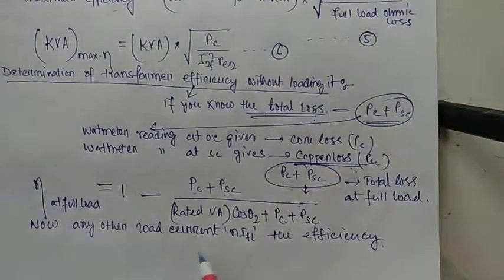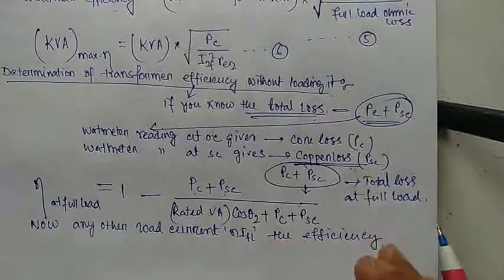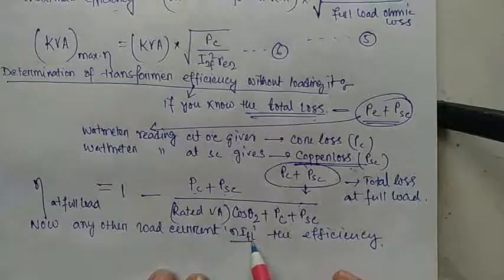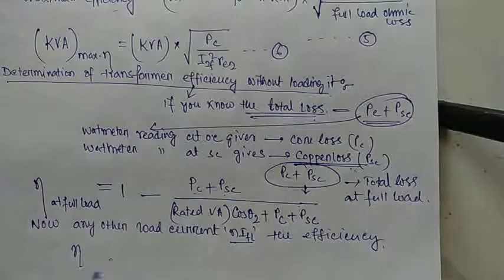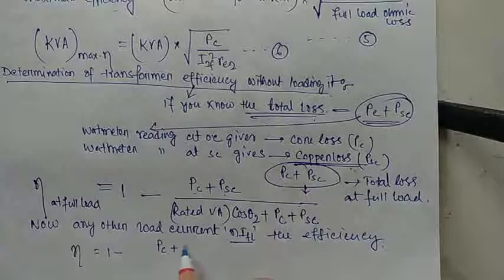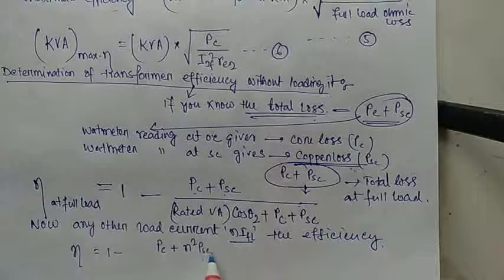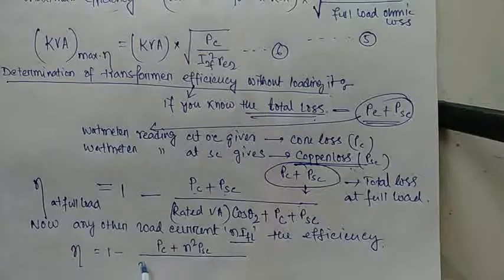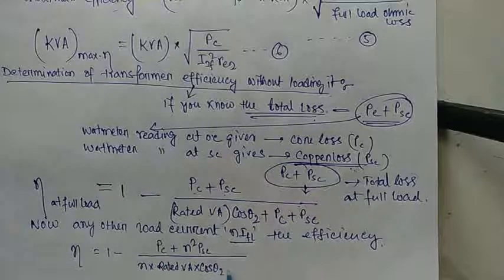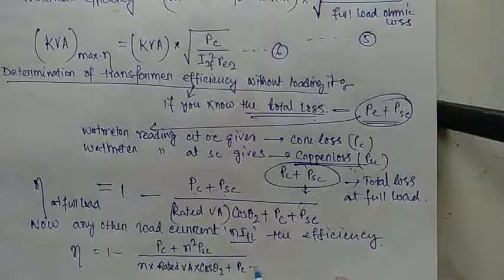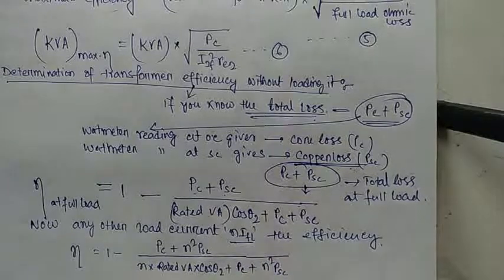Now the efficiency at any other load current, suppose N into IFL, should be 1 minus PC plus N square P of SC divided by N into rated VA into cos theta 2 plus PC plus N square P of SC. Here P of SC is the copper loss.